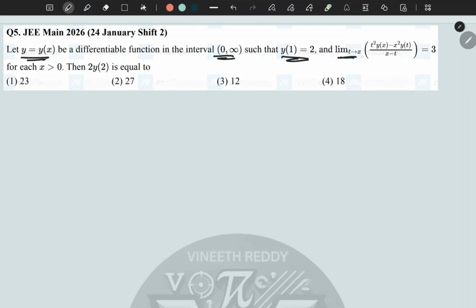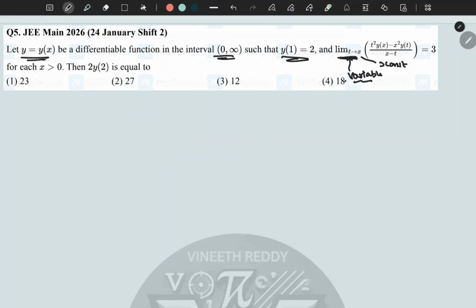Okay, limit t approaches x of [t² y(x) − x² y(t)] divided by (x − t). Now first let us try to understand this part. Here, what is the variable and what is the constant? Yes, t is the variable and x is the constant here, right? How do we determine that? When we say limit x approaches a, x is the variable and a is the constant. So similarly, t is approaching x, that means t should be the variable and x should be the constant. I hope that is clear.